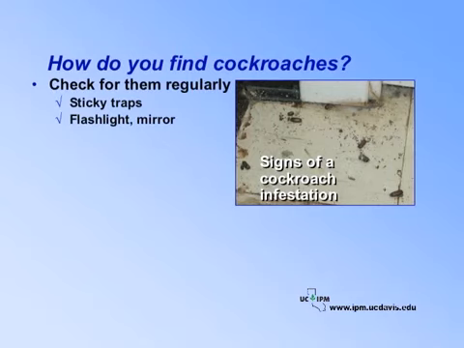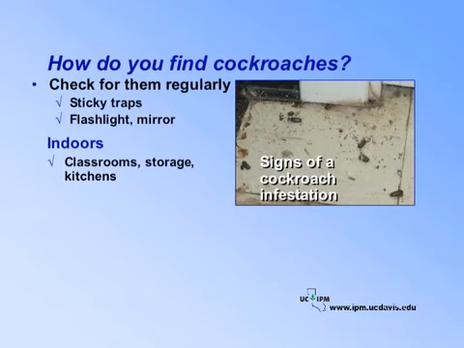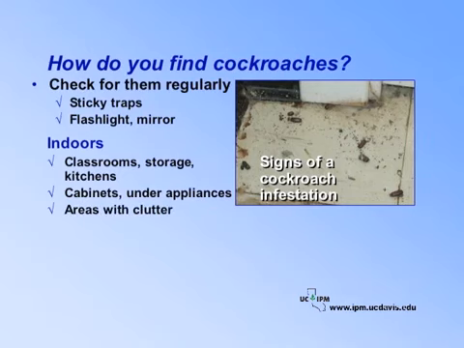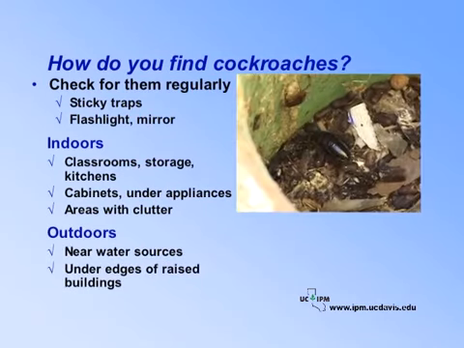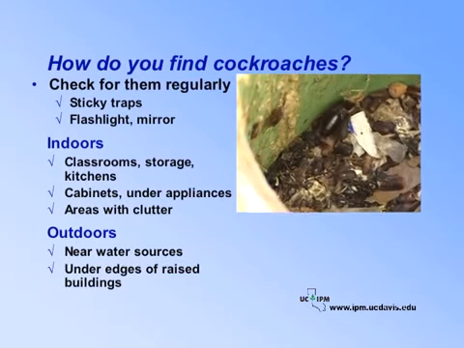Look for signs of an infestation such as live and dead cockroaches, cast skins, egg capsules, and droppings. Check dark areas in classrooms, storage rooms, and kitchens. Inspect under cabinets, in cracks and crevices, near water sources, under refrigerators or other appliances, and near areas with a lot of clutter. Be sure to ask teachers or food service staff normally in these areas where they may have seen roaches. Outdoors, look near water meter boxes or other water sources and underneath edges of raised buildings.